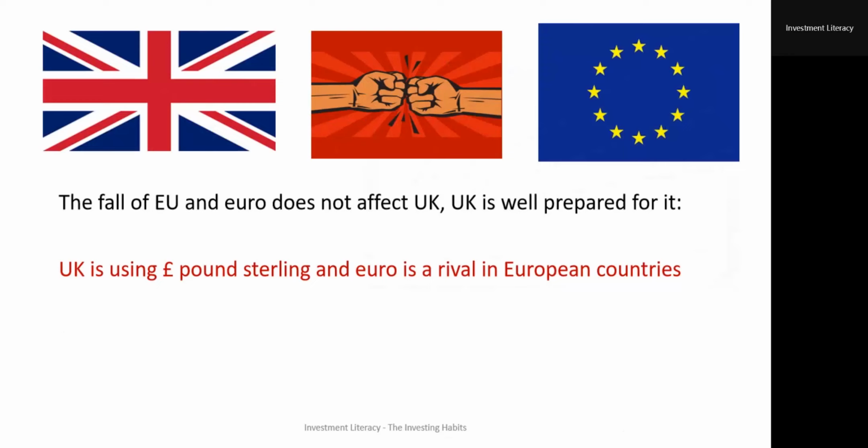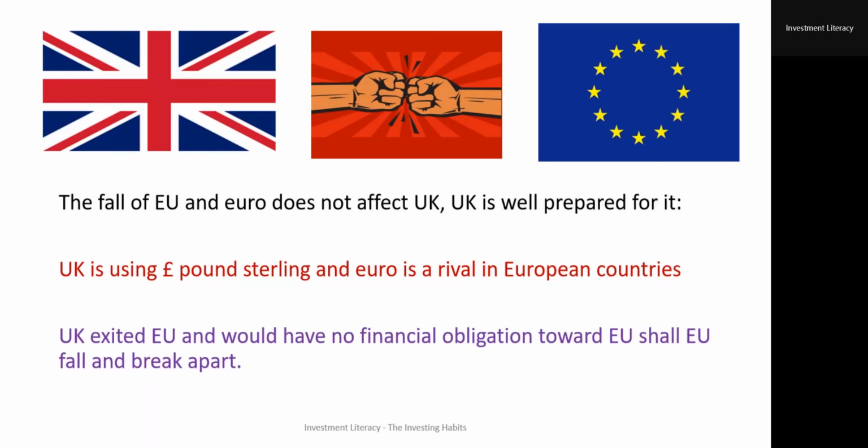Imagine if the EU and the Euro collapse. The first things that come to people's minds in European countries will be the pound sterling and the US dollar. So if the EU and the Euro were to collapse, the pound will benefit. And moreover, the UK assisted the EU, so they will have no financial obligations toward the EU if the EU collapses.